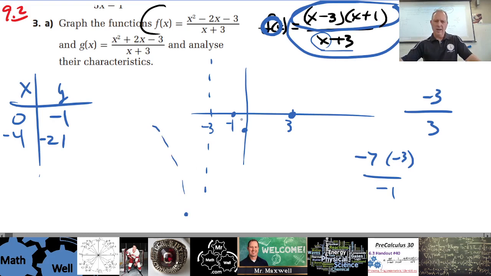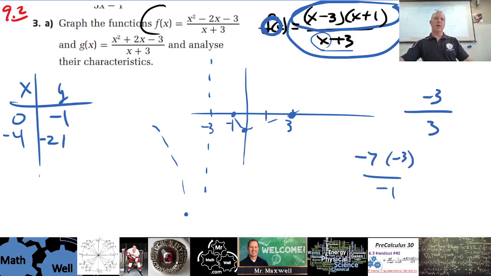Now, this is a little worrisome. You have to do a few more points here, maybe, to find out what's going on, because it could be something like this, or it could be something even more complicated. But basically, if you graph this, you see you have a vertical asymptote and you have some intercepts. We can plot some more points to find out what's going on.